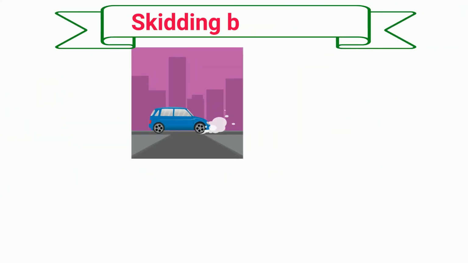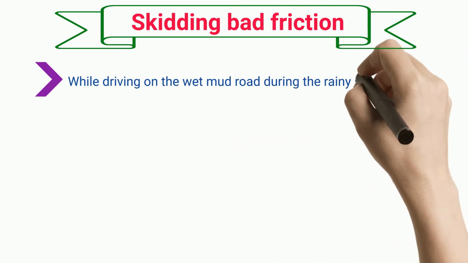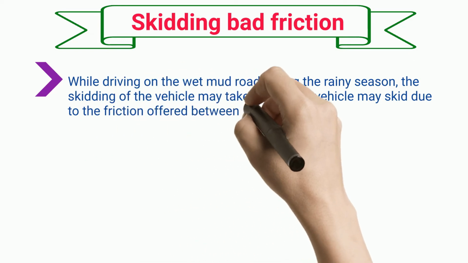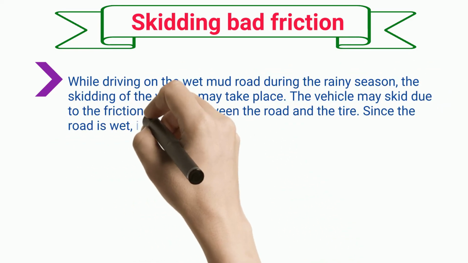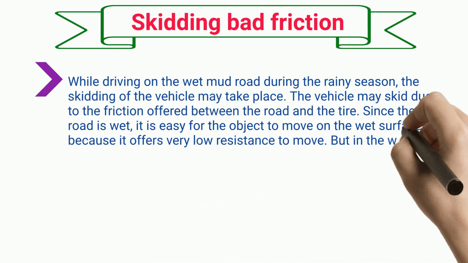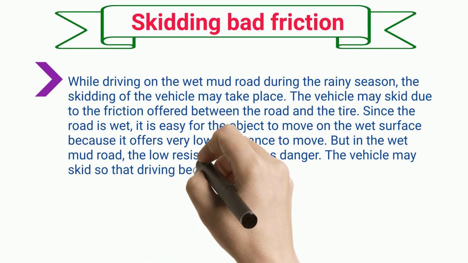Skidding bad friction. While driving on a wet mud road during the rainy season, the skidding of the vehicle may take place. The vehicle may skid due to the friction offered between the road and the tire. Since the road is wet, it is easy for the object to move on the wet surface because it offers very low resistance to move.